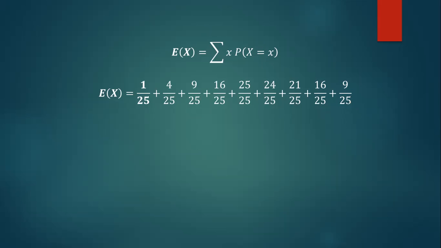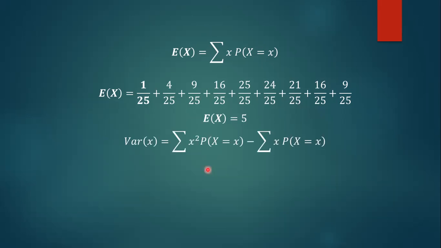So which answer are we getting? Five. 5. Is it the same for all of us? Yeah, it's the same. Okay, so our expectation is what? It is 5. Then we'll go for the variance.